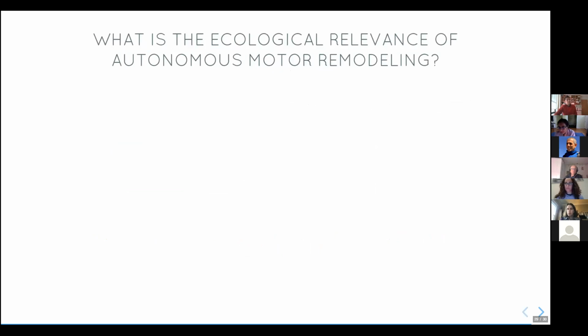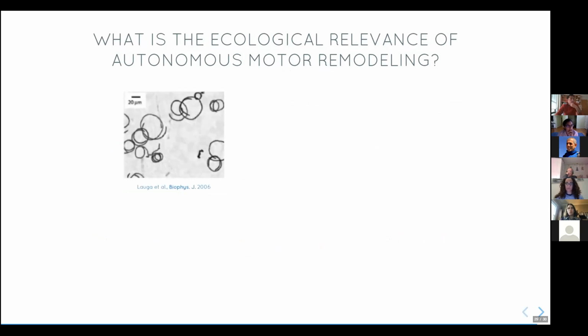And since this is an ocean biophysics group, I also wanted to take a moment to think about the ecological relevance of this, other than being able to adapt to mechanical environments and save energy and things like that. There are indications of how this load-dependent remodeling could be relevant in natural environments. Actually, all of them have to do with interaction with surfaces.